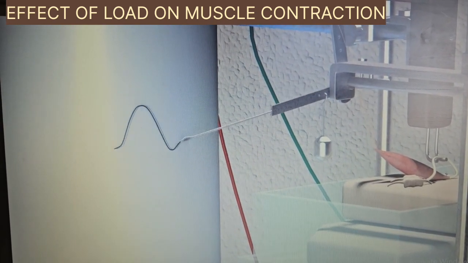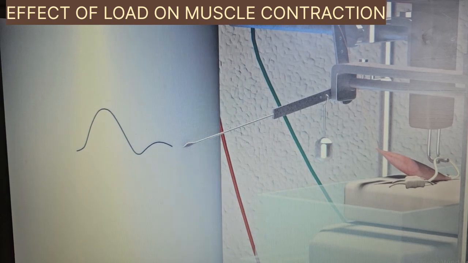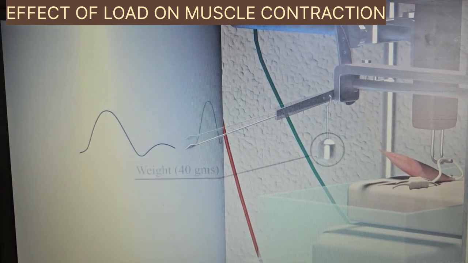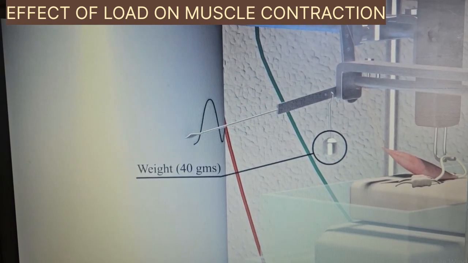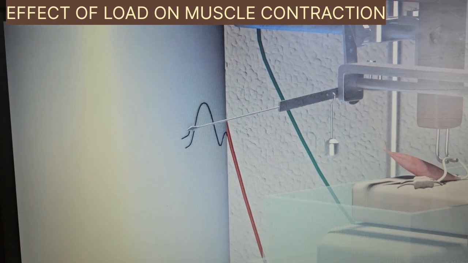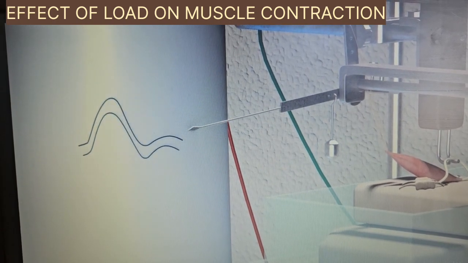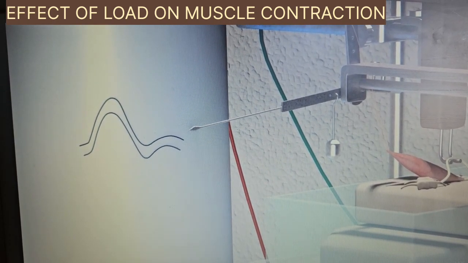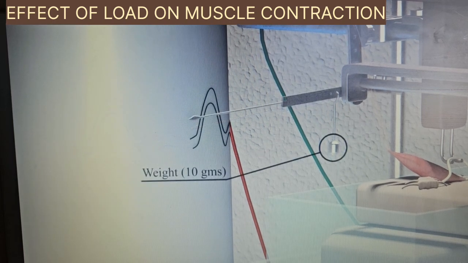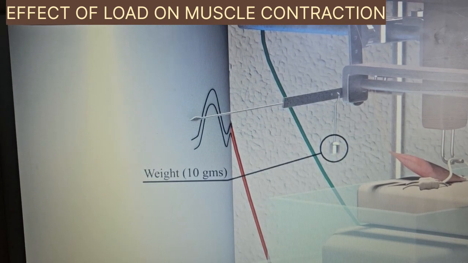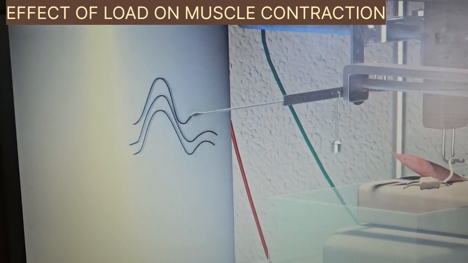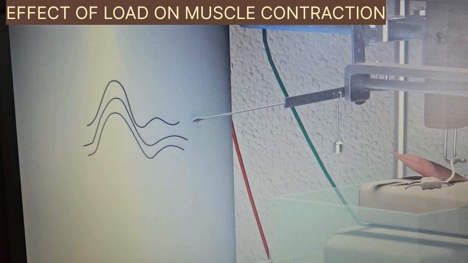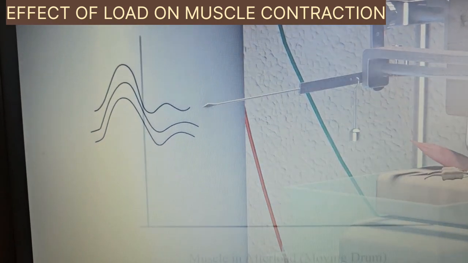Now we record the contraction on the moving drum by stimulating the nerve. We keep decreasing the weight on the lever and record each contraction. We use a different point of stimulation for each contraction but keep the strength of stimulus constant. Now let's analyze the graphs.